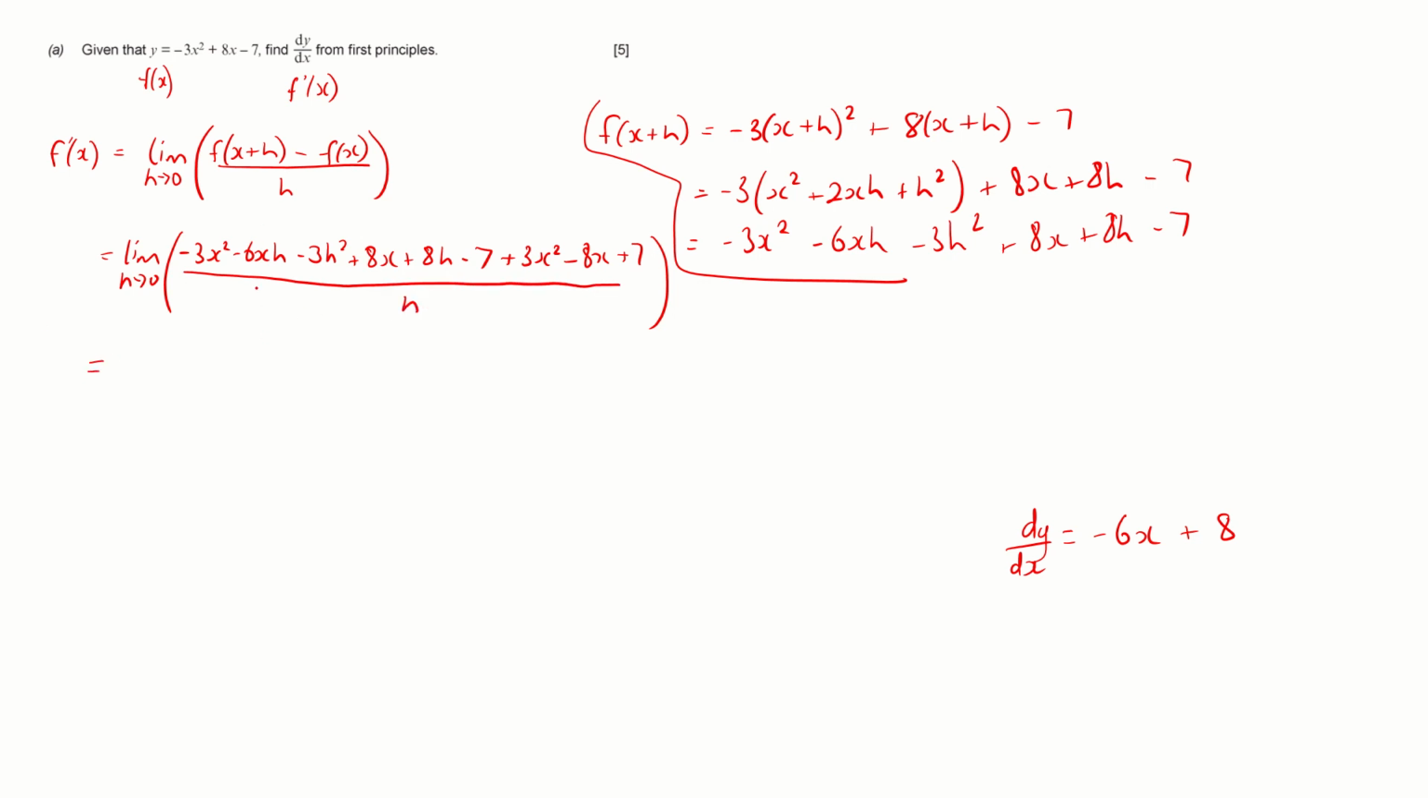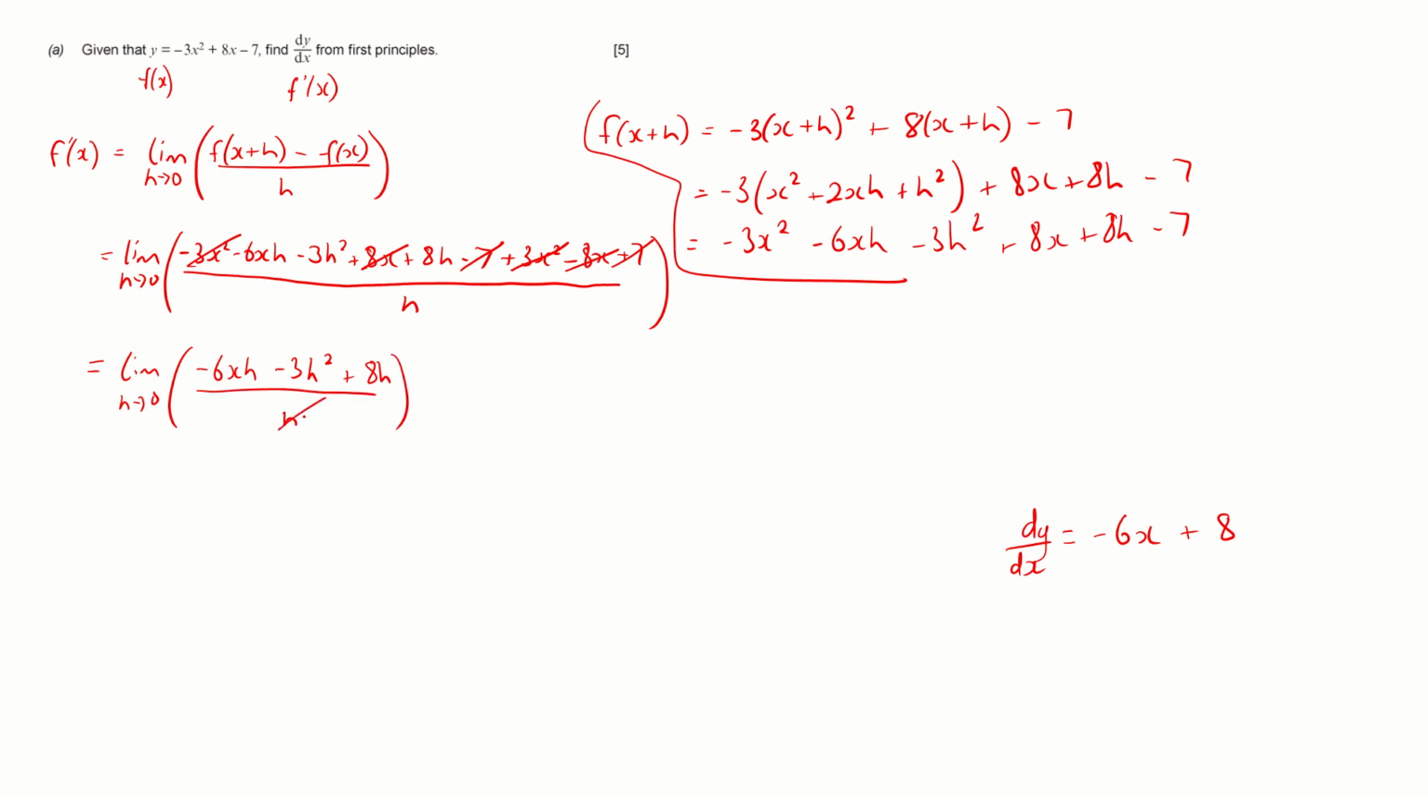So a lot of things will cancel out here. That and that. What else will cancel out? 8x minus 8x. Minus 7 plus 7. So that means that we are left with the limit as h tends to 0 of minus 6xh minus 3h squared plus 8h all over h.